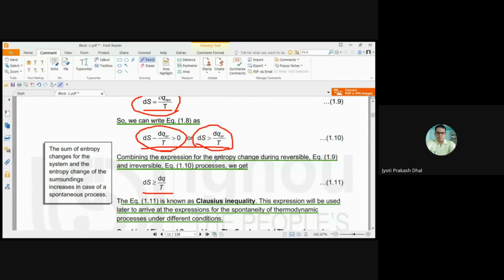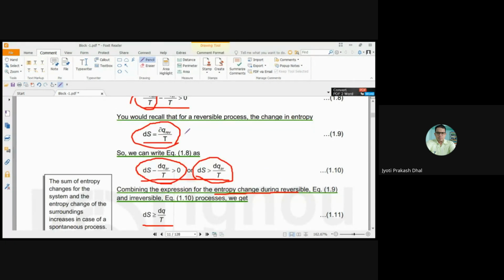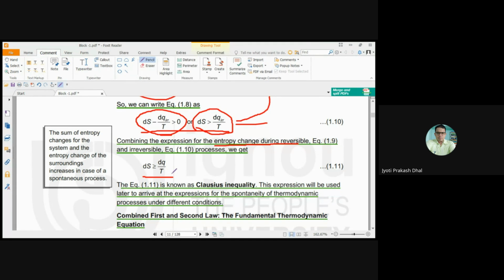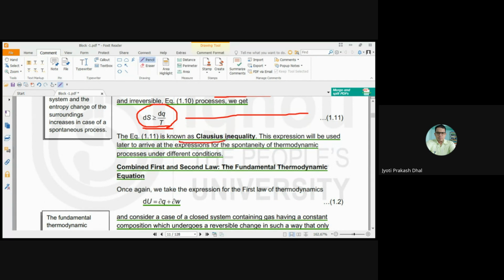Now combining the expressions of the entropy change during the reversible process and the irreversible process, equation 1.9 represents the entropy change in the reversible process, and equation 1.10 represents the entropy change during the irreversible process. Now if we combine both equations, we can write dS greater than or equal to dq by T. So this is equation 1.11, and equation 1.11 is called the Clausius inequality. So this expression will be used in the future. All of you understood?